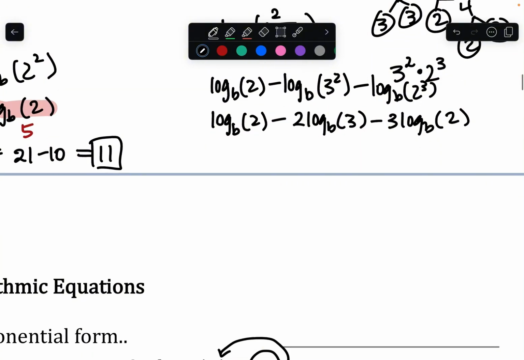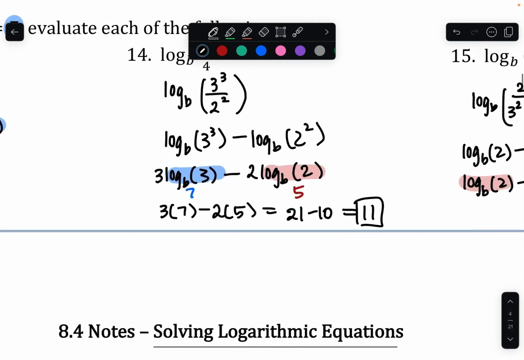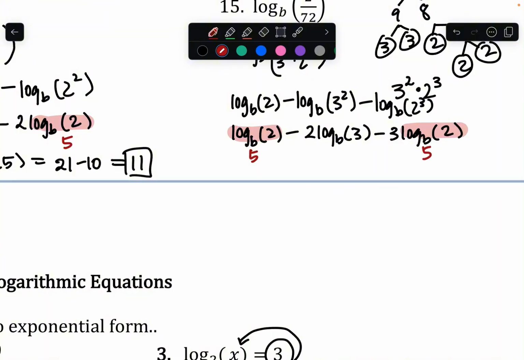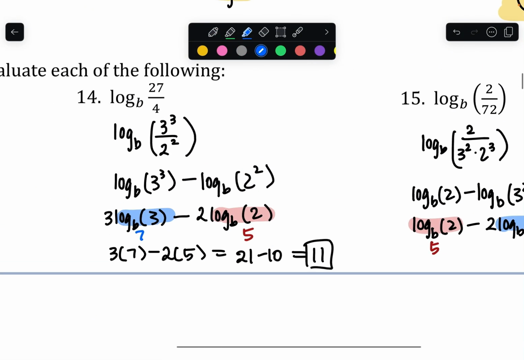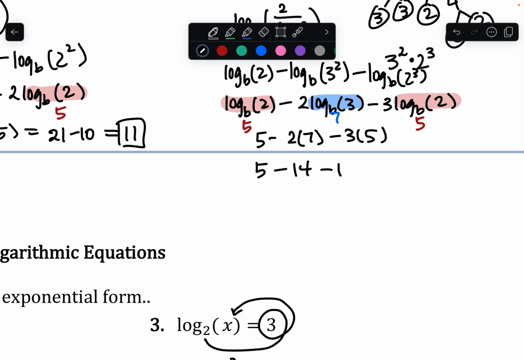And then every time I see log b of 2, I can replace that with a 5. And then every time I see log b of 3, I can replace that with a 7. Okay, so this whole thing simplifies to 5 minus 2 times the 7 minus 3 times the 5, which is 5 minus 14 minus 15, 5 minus 29, which is negative 24.